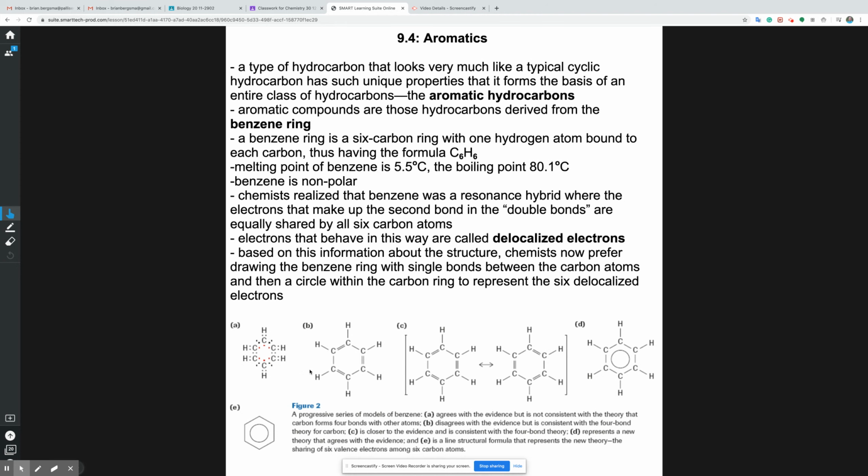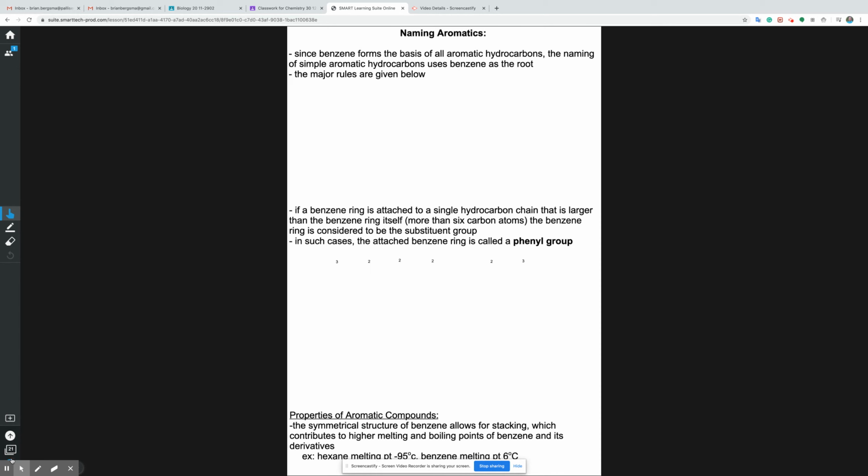Just one thing to note: if you're asked to draw the structural diagram of benzene, this is what it would look like, or you can flip it, as either one is equally likely. If you're asked to draw the condensed structural, you just put the H's beside the C's. The line structure is this one, but make sure you're using the proper one that it asks for.